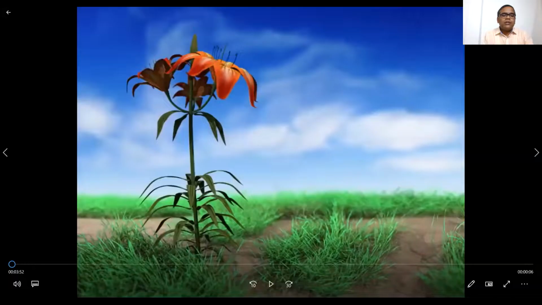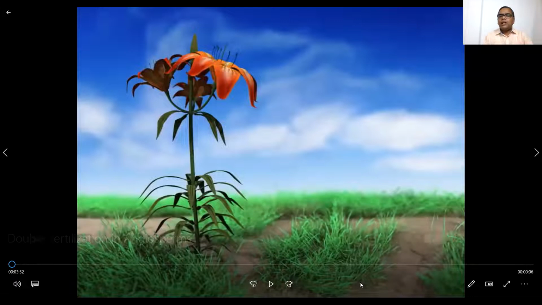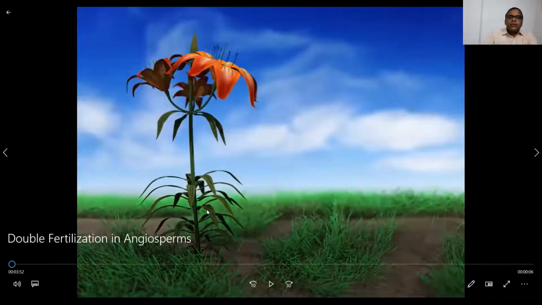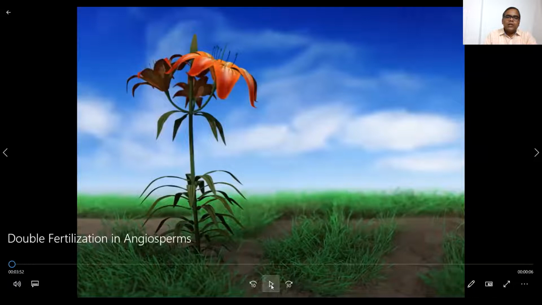Characteristic feature means only angiosperms have this phenomena of double fertilization triple fusion. We cannot observe this phenomena in any other plant group. Even in gymnosperms also, there is no double fertilization triple fusion. It is only the characteristic of angiosperms. So now we come to the animation related to this. First, we will try to understand the process and then we will come to the application part.